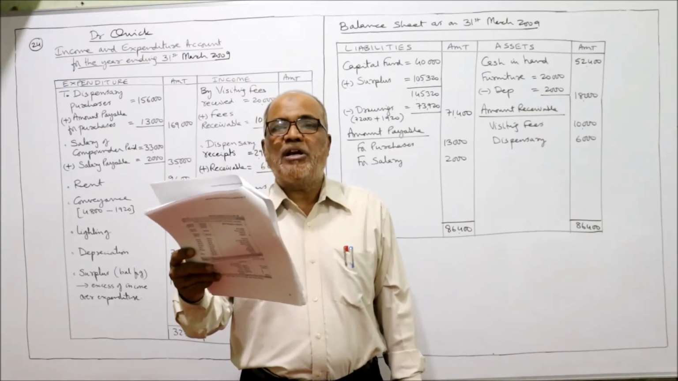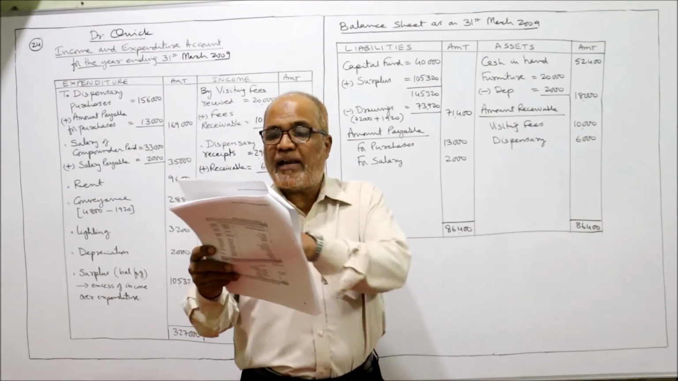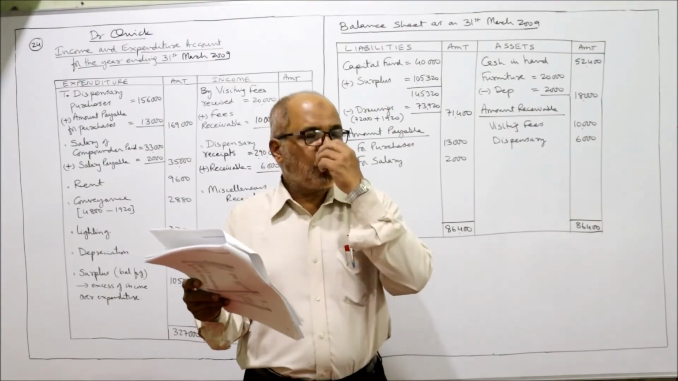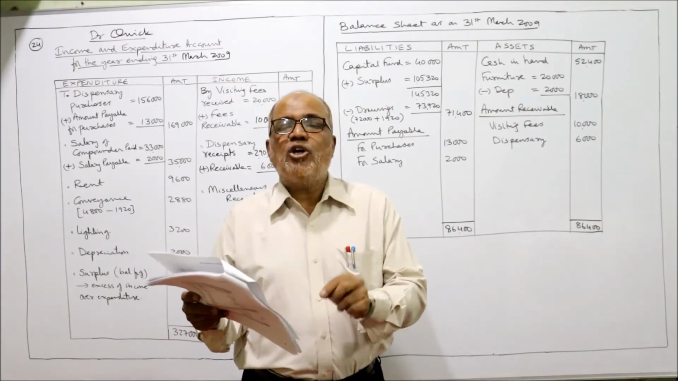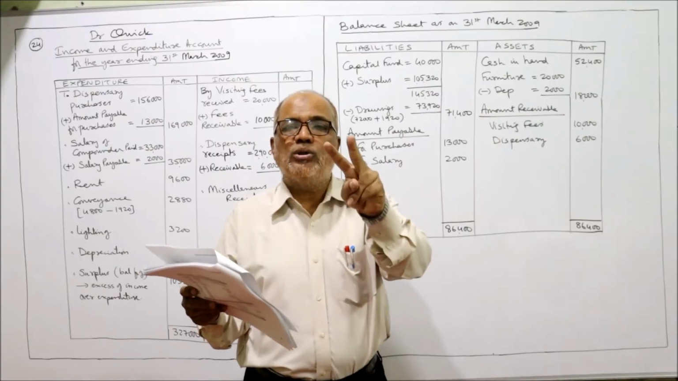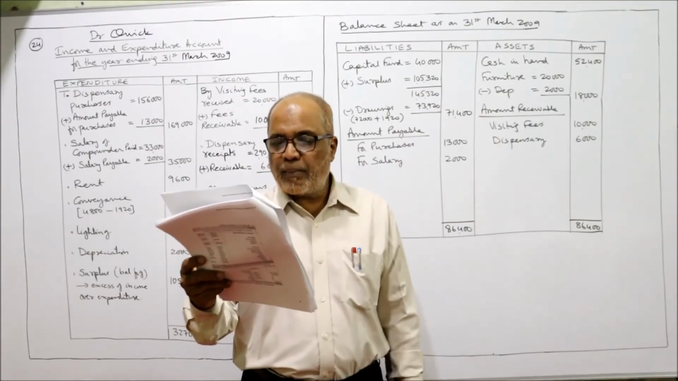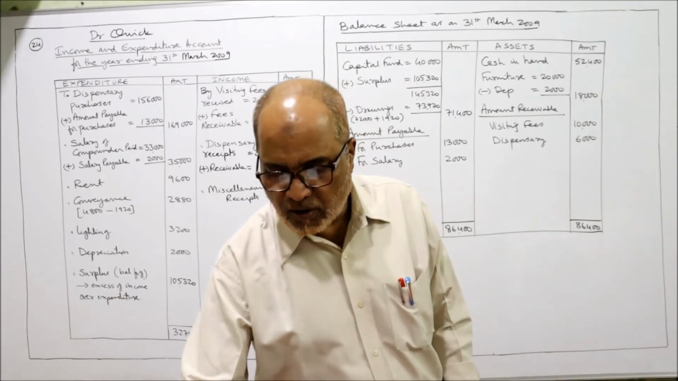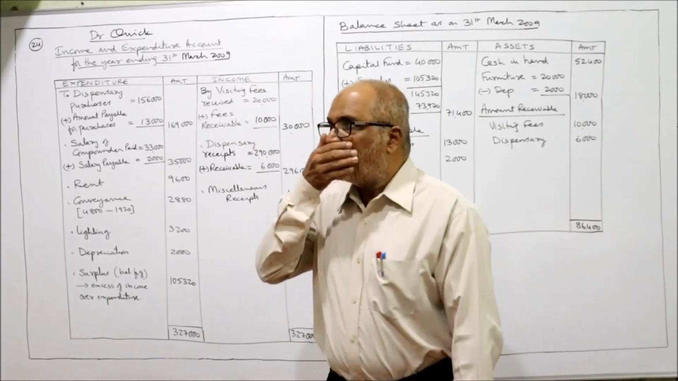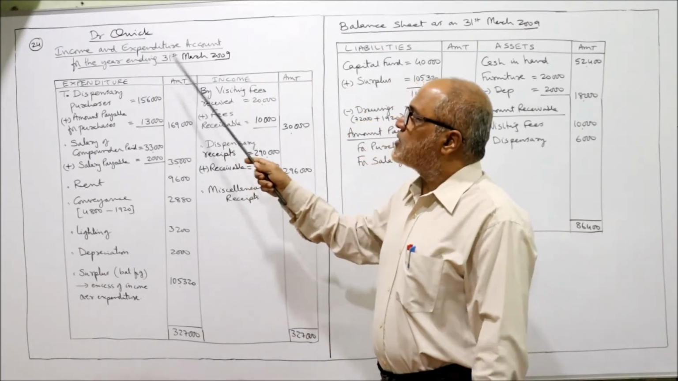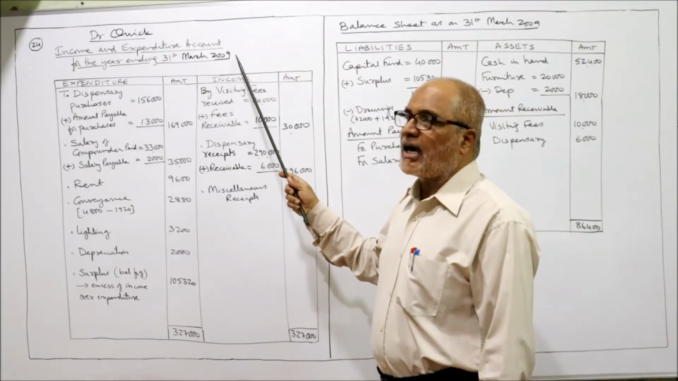Now furniture is to be depreciated 10%. Furniture value 20,000. 20,000 rupees furniture purchased. It is asking you to provide 10% depreciation, 2,000 rupees depreciation. Now prepare income and expenditure account and balance sheet of Dr. Quick from the above. So here Dr. Quick income and expenditure account for the year ended 31st March 2009.